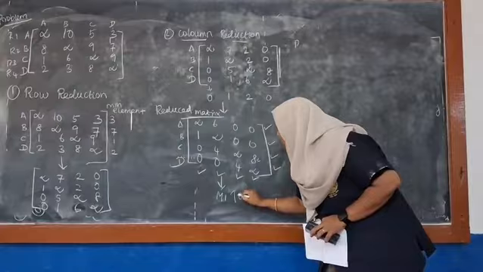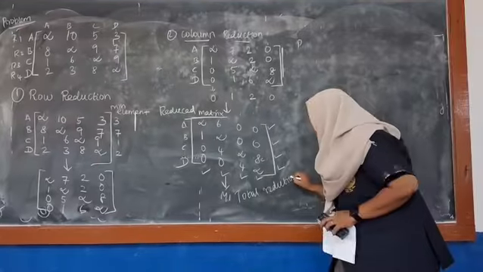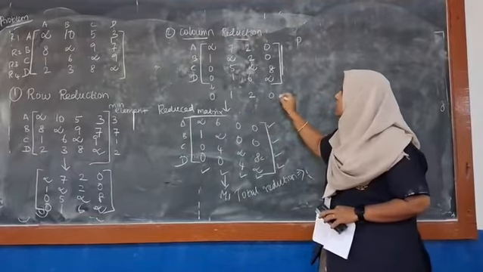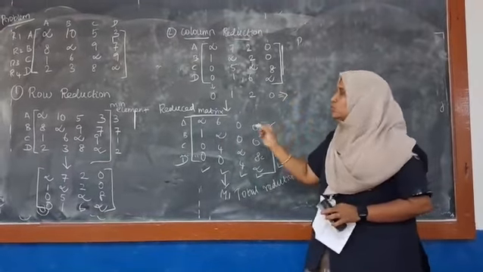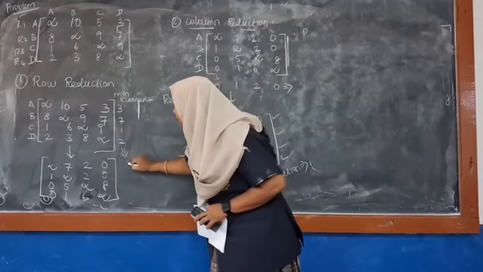So what is the total reduction? The total reduction is nothing but the value for the row reduction plus the value for the column reduction, just the summation of these two. Now 3 plus 7 is 10, 10 plus 1 is 11, 11 plus 2 is 13.